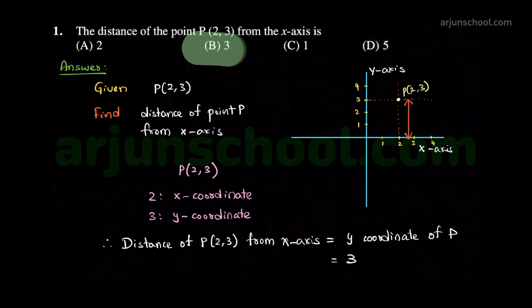From the given options, option B, 3, is the right answer. Therefore, the distance of the point P (2, 3) from the x-axis is option B, 3.